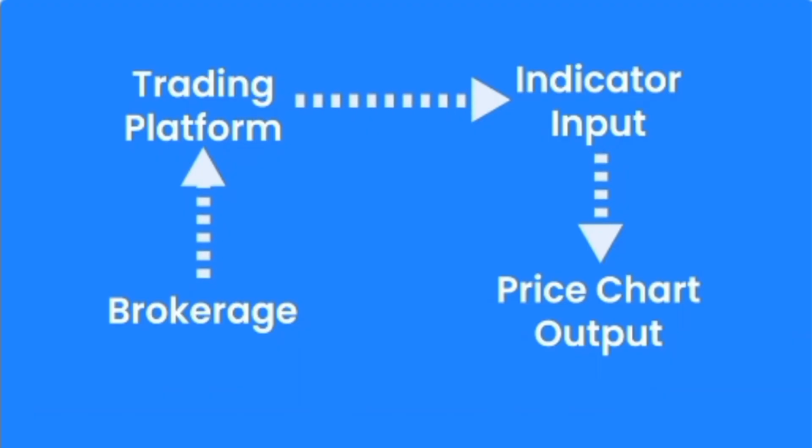As your trading platform receives the prices from your brokerage, the data is fed into the indicator's algorithm, which outputs the results onto the screen for you to use. Each indicator has its own unique way of calculating the price data. Some will perform this task in a very simple way. Others will use complicated mathematical equations to give you the analysis that you're looking for.